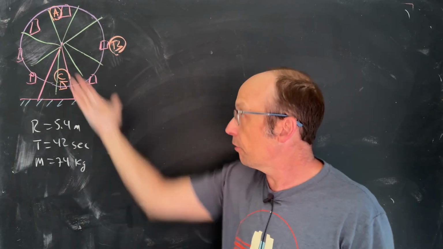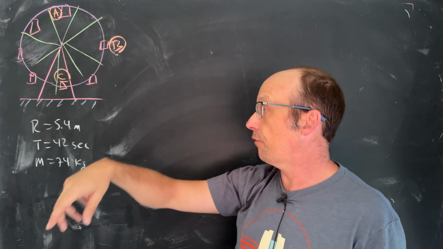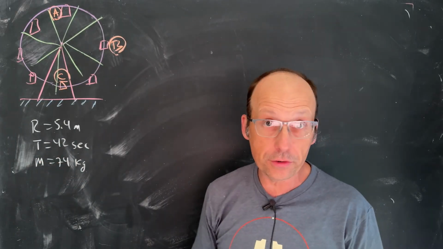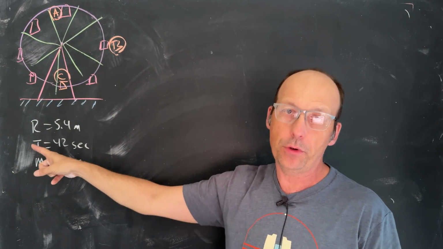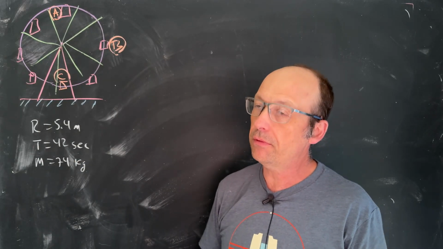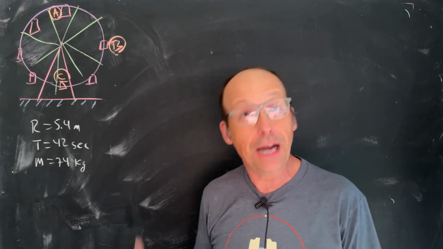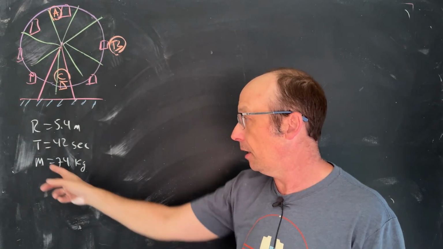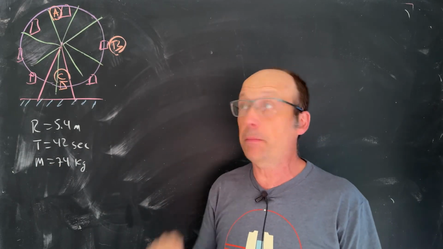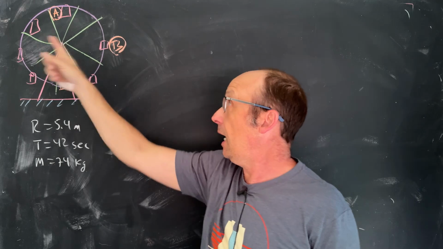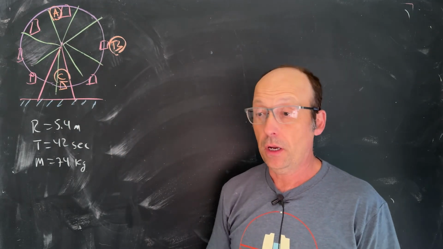So here's my Ferris wheel. It has a radius of 5.4 meters. It takes 42 seconds to make one complete revolution. That's T for the period. We use these letters for more than one thing, you've got to have context, right? So that's the period, and the mass of the person is 74 kilograms. So the question is, what's the person's apparent weight at position A, B, and C?